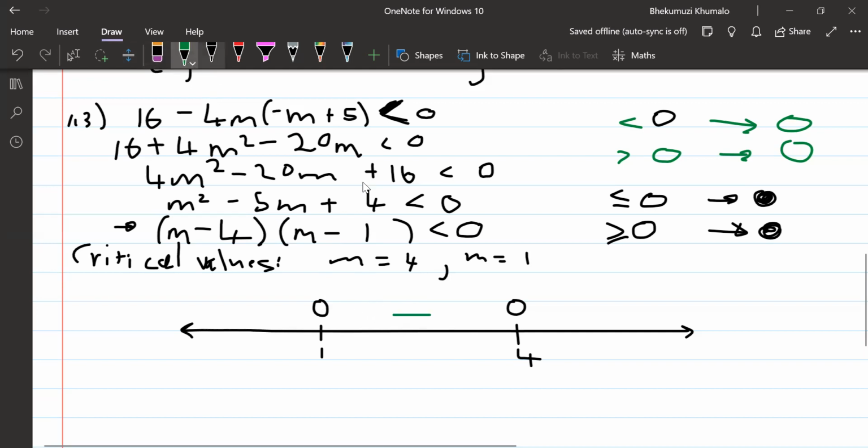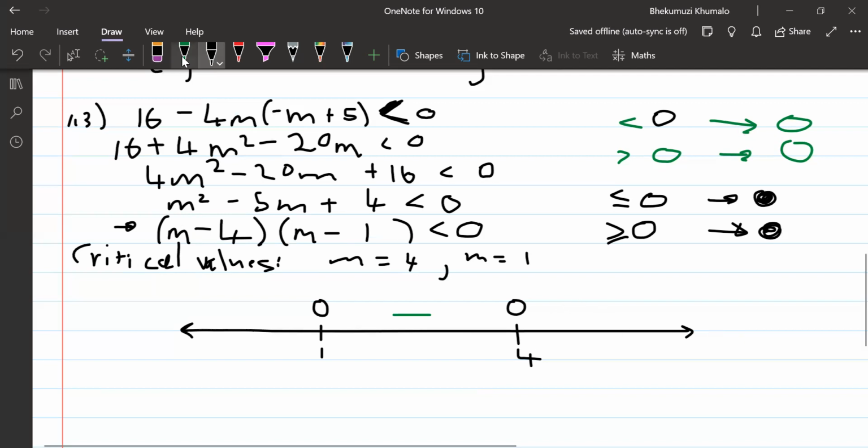Okay. And then from 4 to infinity, sorry. I think I'm going a bit fast. I'm trying to be too fast. Okay. So from 4 to infinity, what number can we put in? Let's try out 5. So if we put 5, it will be 5 minus 4, which would give us 1. And 5 minus 1 would give us 4. But then 4 times 1 would give us just 4.